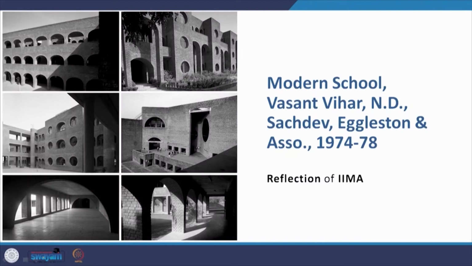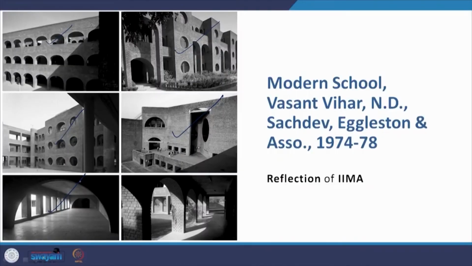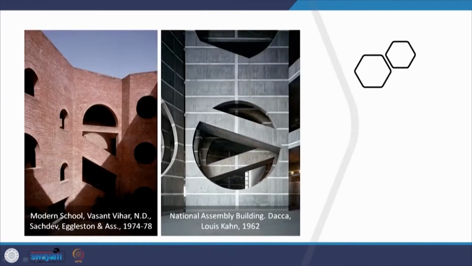So these are the corridors, one above the other, the archwork and the circular cutout that you see here, and then you find it here in IIM Ahmedabad. This kind of a corridor in IIM Ahmedabad, and then you look at spaces here in Modern School. So you find the same kind of identity being reflected here. Or this one, this is extremely interesting because this kind of element was created in the National Assembly of Bangladesh, and you find it repeated here in the Modern School.